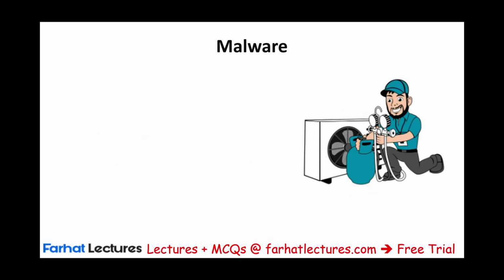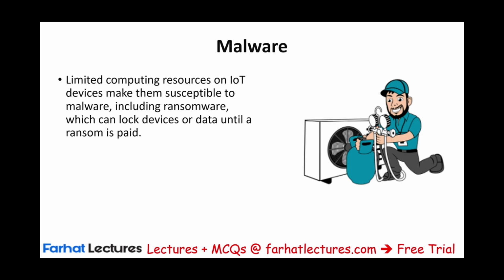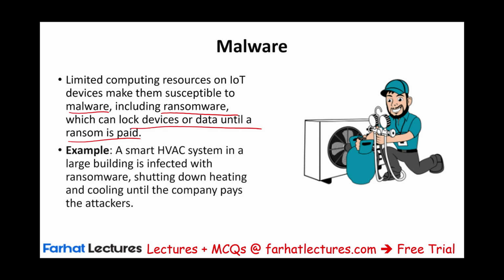Malware is also a common tool. Limited computing resources on IoT devices make them susceptible to malware, including ransomware, which can lock devices up until a ransom is paid. So you could install malware. For example, a smart HVAC system, the air conditioning and heating system in a large building, is infected with ransomware, shutting down heating and cooling until the company pays the ransom. So that's another risk when you have Internet of Things. Your heating and cooling system is on the internet.